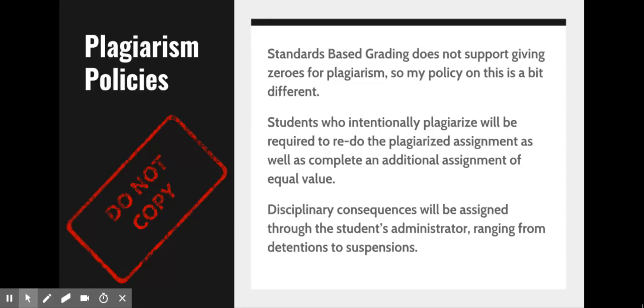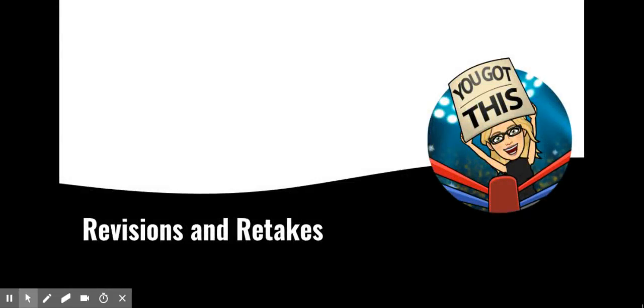And then there will be disciplinary consequences, of course, determined through the student's administrator. Sometimes that's a 3-hour detention. Sometimes that's an in-school suspension. So it just depends. Message: don't copy. You don't need to. You can always redo and rework everything. So there's no need to do anything like that.